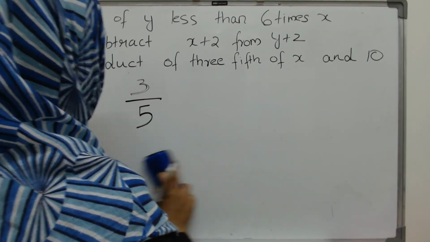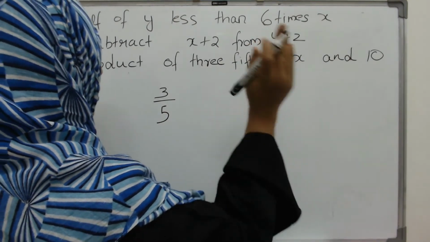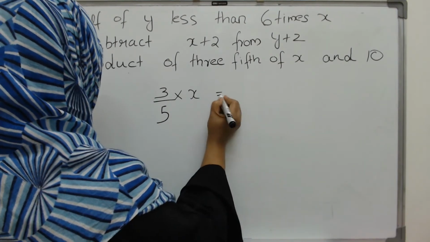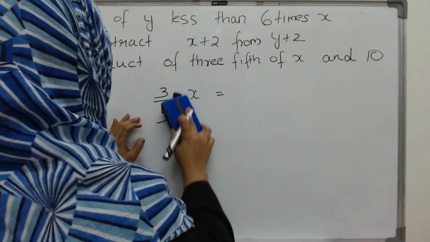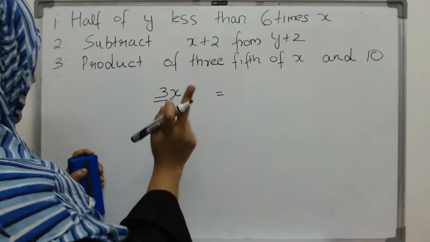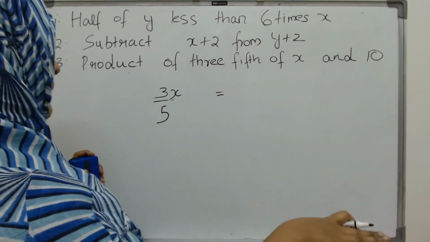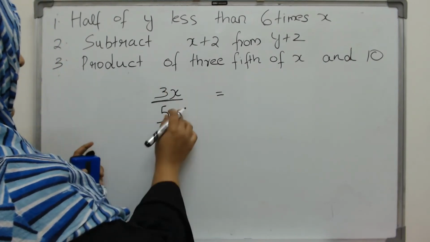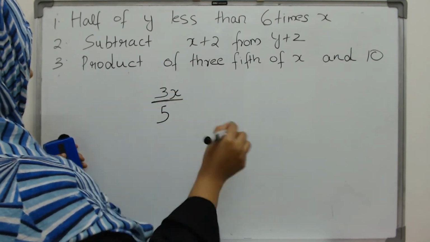So we don't have to worry about all of that. All we have to worry about is 3 by 5. 3/5 of. Of means multiplication sign. x. Again, what did we learn? When you have a variable and a constant, you don't have to write the multiplication sign. You can just write it next to the numerator, not the denominator. Denominator is when you are dividing something, not when you are multiplying something. When you are multiplying something, it comes next to the numerator. 3x by 5. The product of, again, which means multiplied by.